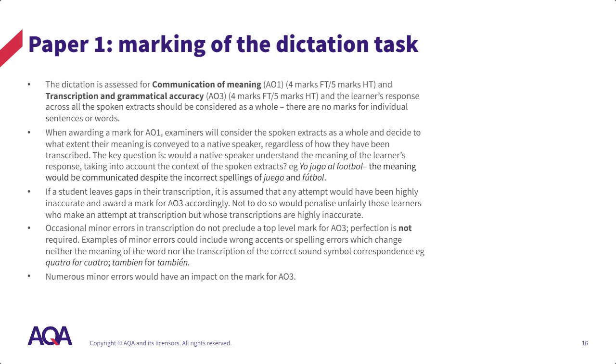Gaps are treated like inaccuracies, so that encourages students to have a go at all of the words, because attempts are better than gaps, because some of it might communicate, even if it is very inaccurate. When it comes to AO3, there's no requirement for total accuracy, and this means that students can still be rewarded highly even if they make minor errors, and we've classed minor errors as things like wrong accents and minor misspellings, like writing B for V.